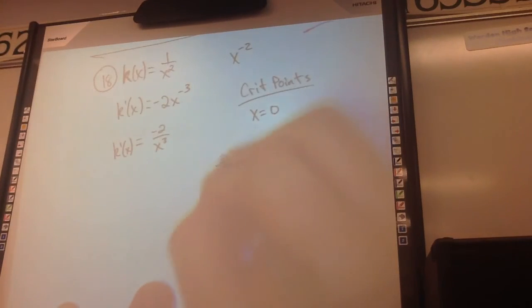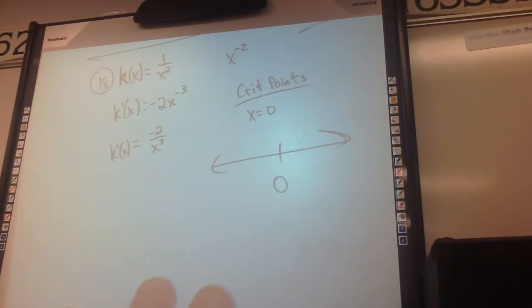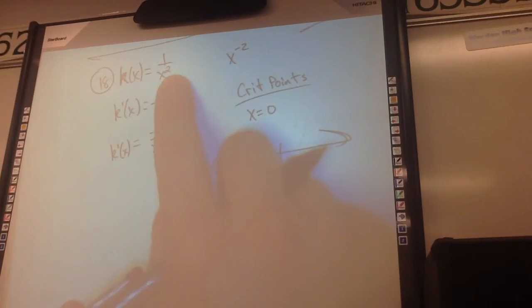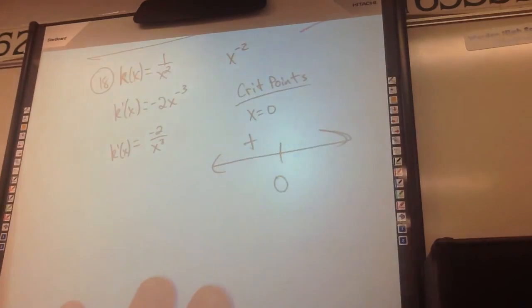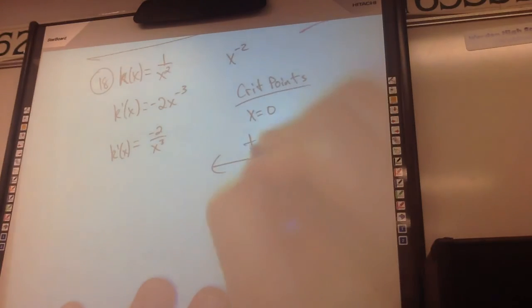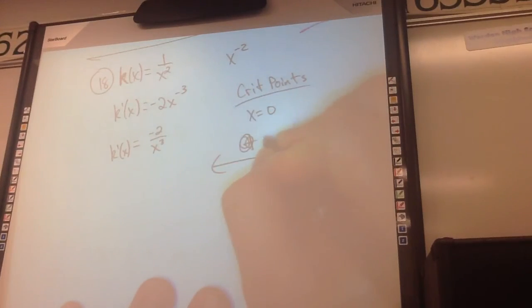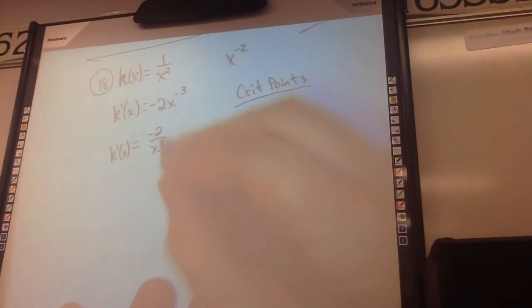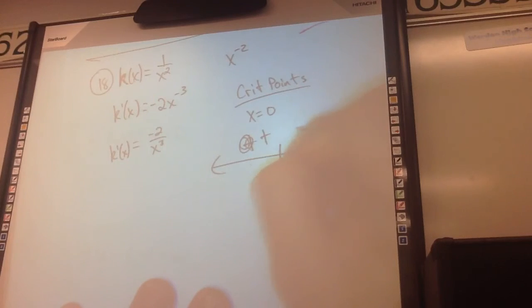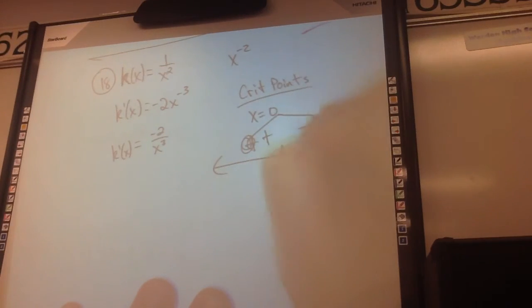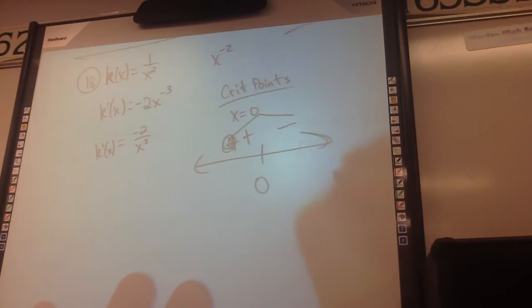So something's happening to the left of 0 and something's happening to the right of 0. Plug in a negative number. Negative squared is positive. Negative over negative is a positive. Plug in a positive. Negative over positive is a negative. So it's going up and then down. There's your increasing and decreasing right there. Increasing from negative infinity to 0, decreasing from 0 to infinity.